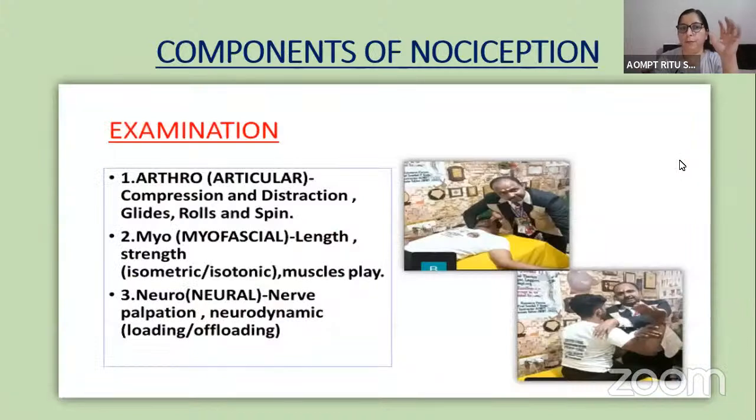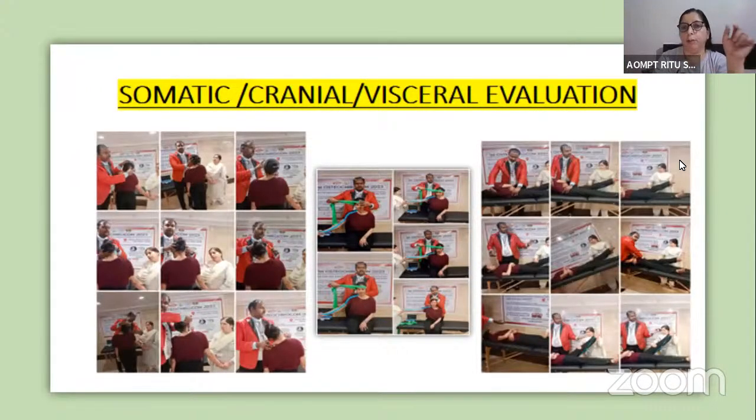The components of nociception, where we check articular versus myofascial, which we have already discussed in our previous session, and the neural component, which we also check with neurodynamic loading versus offloading. So in nociception we see the articular and the myofascial, but we cannot ignore the neural component. That is also part of our examination, which plays a very important role whenever we check all these components. And in this, evaluation of somatic, cranial versus visceral is also very important, because tissue damage is not only external; sometimes tissues have internal injury because of visceral organ dysfunction. So because of that, tissue damage is also there.